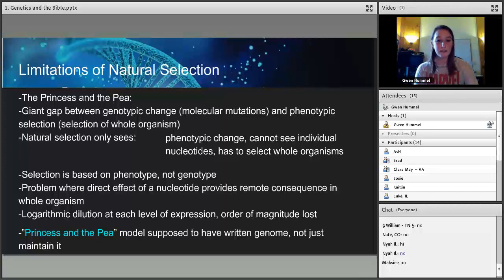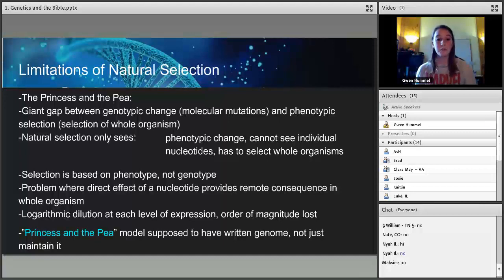So remember, natural selection only sees our phenotypic change. It only sees all those mattresses. It cannot see an individual nucleotide, that little pea at the bottom, and it has to select the whole organism. So selection is based on phenotype, what we look like and how we survive in our environments, and not genotype, which is our individual letters.